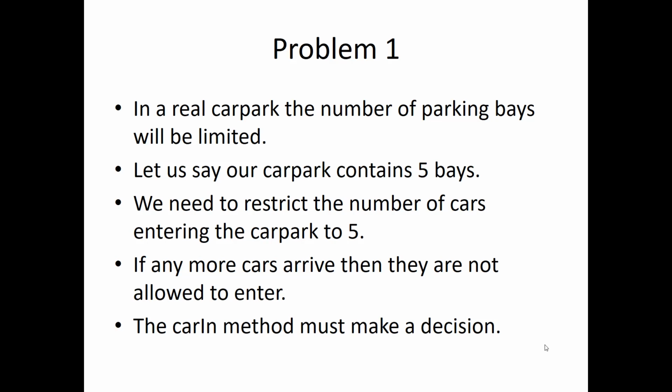Okay, so let's look at our problems in a bit more detail. In a real car park, the number of parking bays is always limited. There are only so many cars that are allowed in. So to keep things nice and simple, let's say our car park's only got 5 bays. So we're actually restricting the number of cars in our car park to 5. If any more arrive, we display a message that basically won't allow these people in. So our car in method has to go through some kind of decision making process.